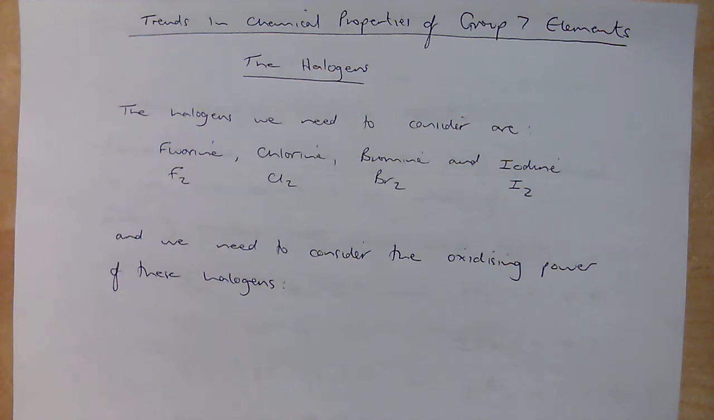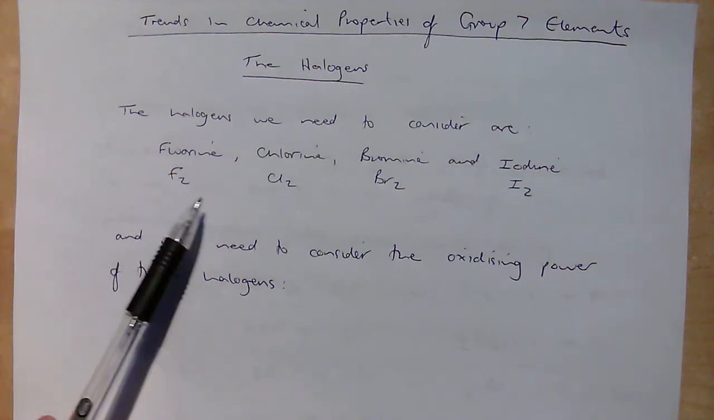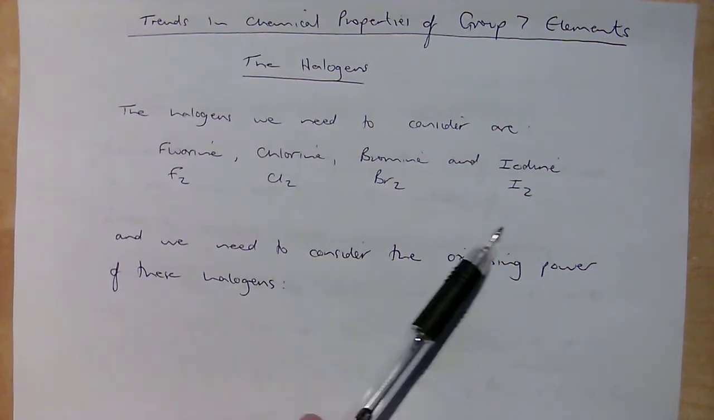Today we're going to have a look at the trends in chemical properties of group 7 elements. If you remember, the group 7 elements are also known as the halogens. The halogens that we need to consider are fluorine, chlorine, bromine and iodine. So F2, Cl2, Br2 and I2.